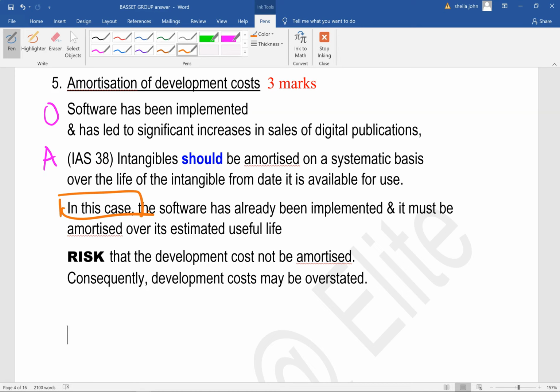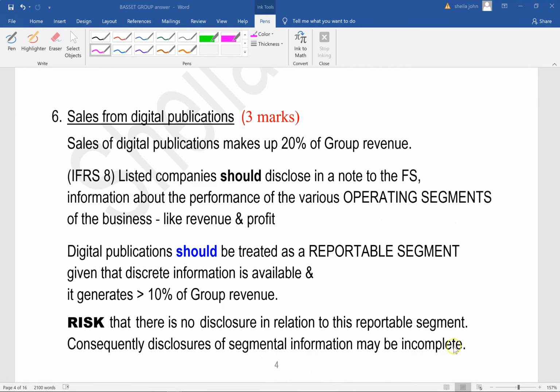Consequently, the development costs may actually be overstated. All right. And you can say profits overstated as well. Think double entry. So here we've got the risk and we've got the impact on the financial statements. This item in our answer plan was the point relating to the segments.